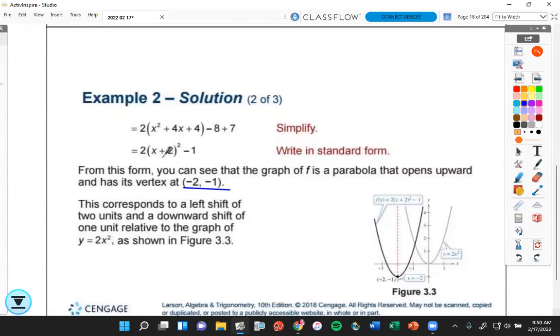Okay, this 2 is what went right there, not that one, because remember, this is supposed to be x minus h. That's why it's negative 2. Okay. Yes. Other questions? Okay.